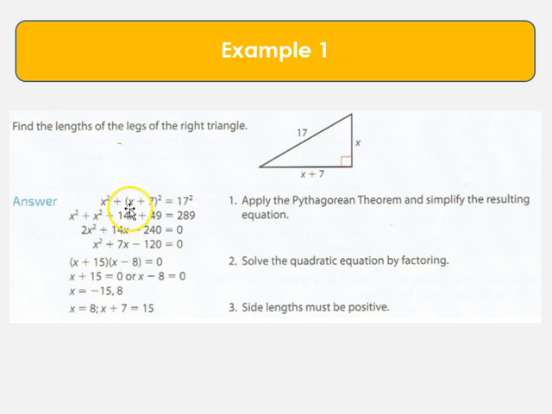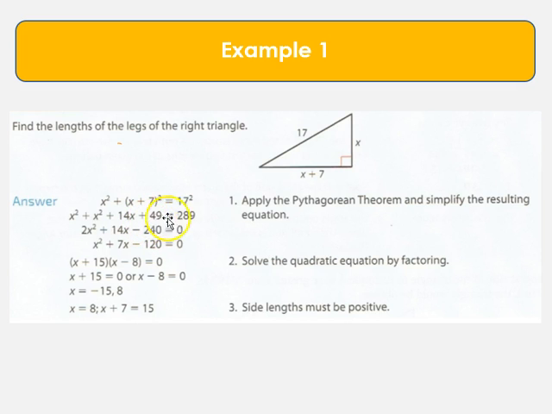Now, in this problem, we have a situation because we have x plus 7 squared. That means we're going to need to use FOIL. And if you don't remember FOIL, that's first, outside, inside, lasts. And you may need to review your FOIL. You can do this on Khan Academy or Math is Fun. If we go ahead and distribute the parentheses, we have the first x squared, then we end up with x squared plus 14x plus 49, and 17 squared is 289.